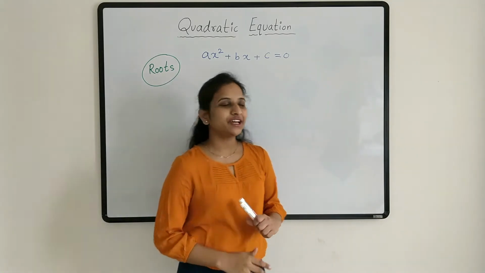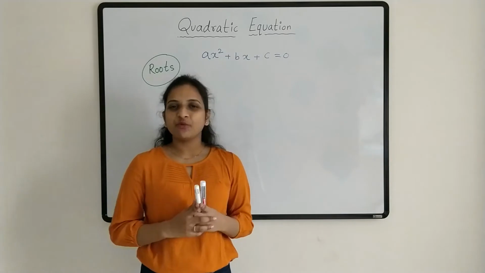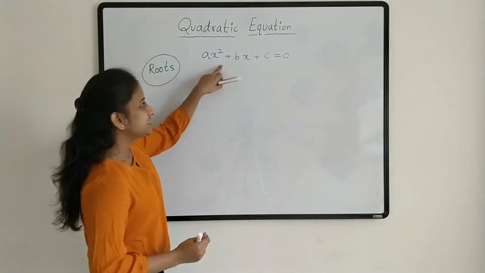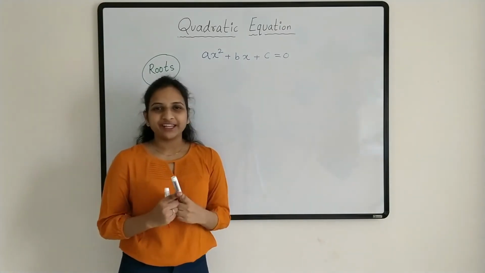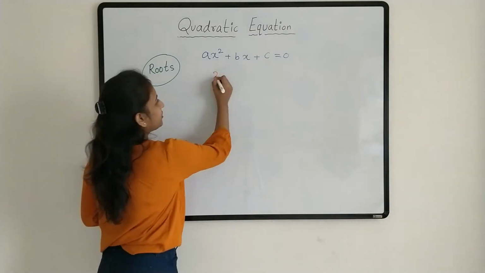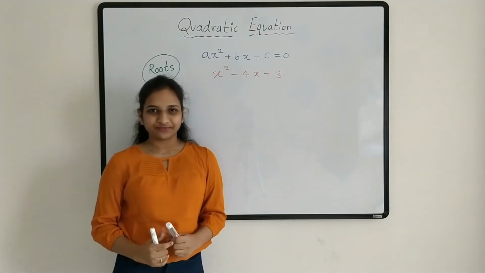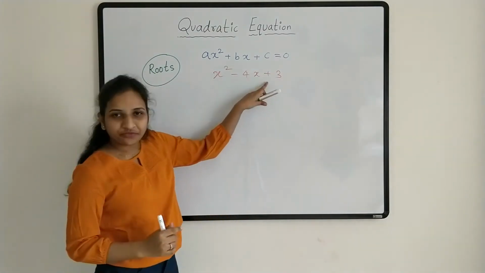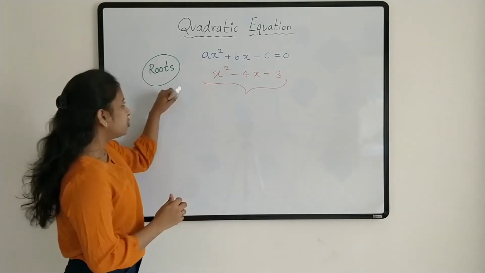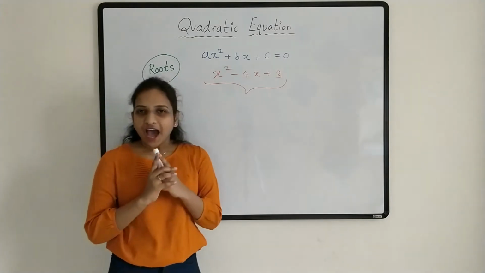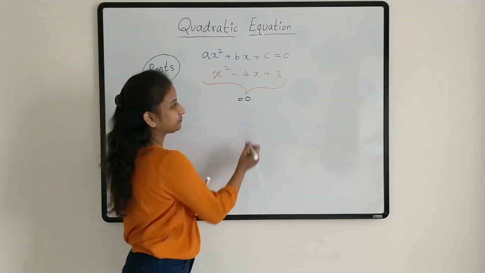In this video we are going to learn how to find the roots of a quadratic equation. Before that, let's see what a root is. This is the general quadratic equation, ax² + bx + c. a, b, c can be any number. Say x² − 4x + 3. This is also a quadratic equation. For different values of x, this expression will give different values. So roots of the quadratic equation are the values of x for which the expression value is 0.